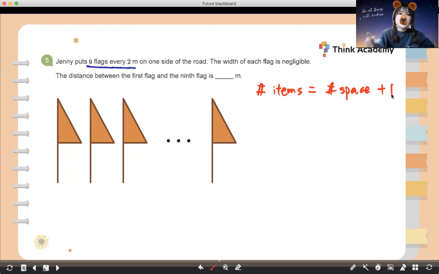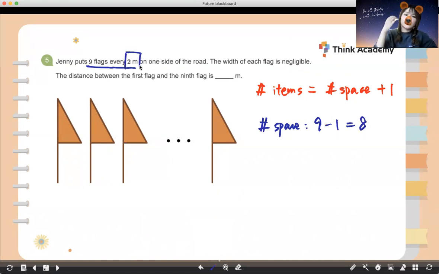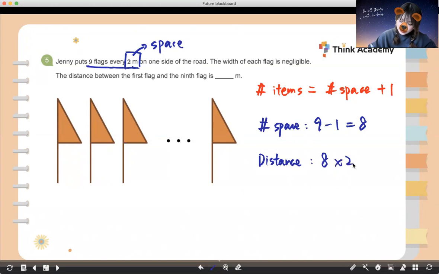So which means here, if we have 9 flags, how many spaces do we have? Very good. If we have 9 flags, the number of spaces is 9 minus 1 equals 8. And then we see every 2 meters, this is talking about the space, right? Each space is 2 meters long, which means the total distance is going to be 8 times 2 equals 16 meters.